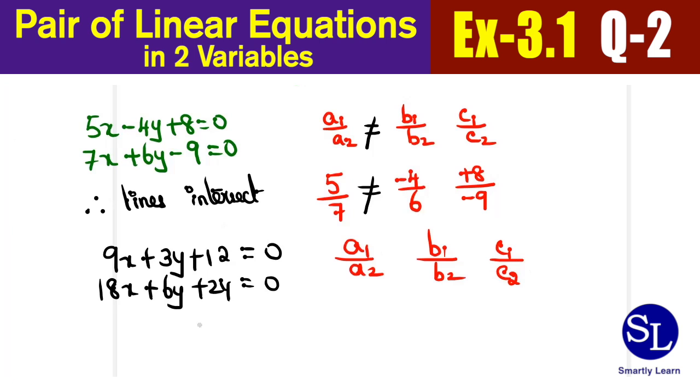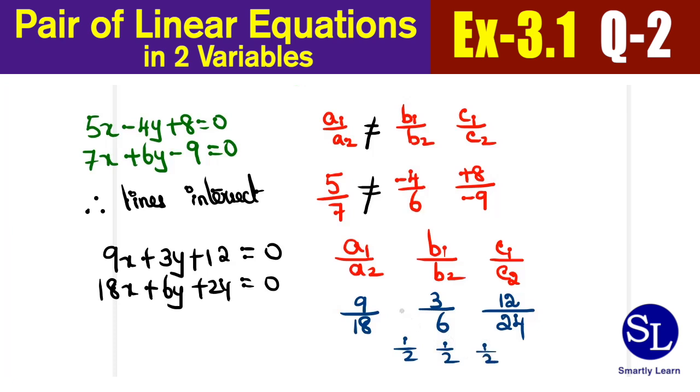So now let us take the values. A1 is 9, A2 is 18, B1 is 3, B2 is 6. C1 is 12, C2 is 24. If you simplify in each of these cases, the answer is 1 by 2.